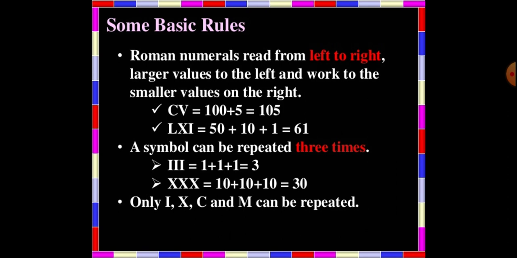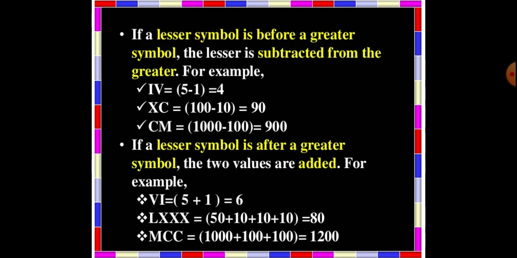The symbols can be repeated only 3 times, and the symbols which can be repeated are I, X, C and M. If the lesser symbol is before a greater symbol, the lesser is subtracted from the greater. And if a lesser symbol is after a greater symbol, the two values are always added. These are some of the examples.